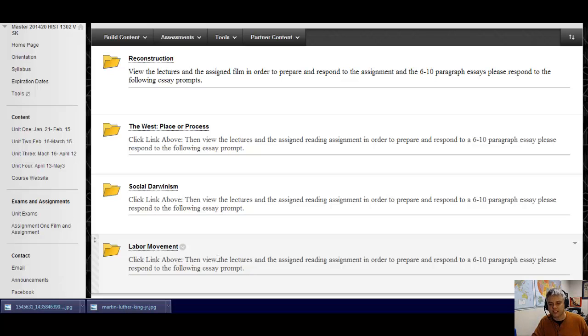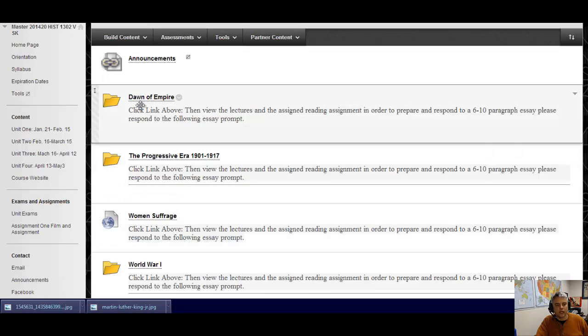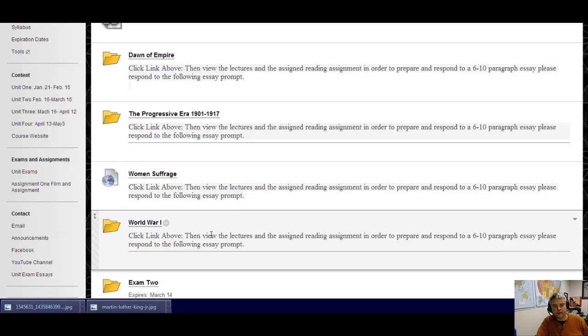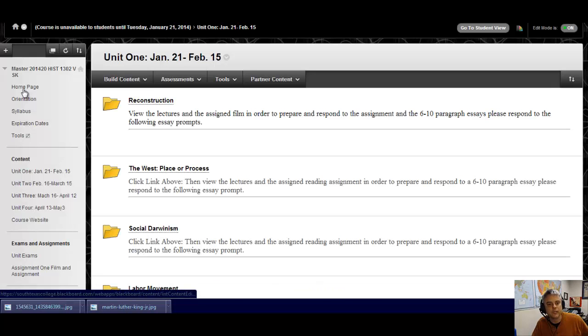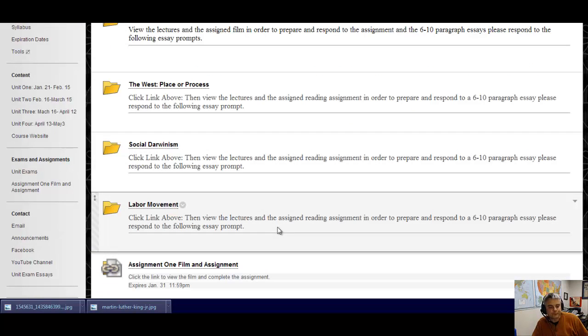And what will happen with the rest is, so for Unit 2, let's just go to Unit 2 real quick. It will randomly select either Dawn of the Empire, the Progressive Era, women's suffrage, or World War I. We'll randomly select 2 of those. Randomly, I think I chewed my word there. Randomly select 2 of those, and for Unit 1, it will go back and randomly select 1 of those. So never throw your notes away, right? So, that's basically how you prepare.